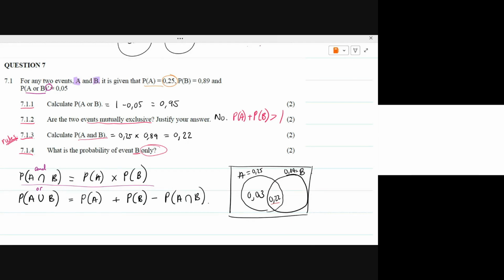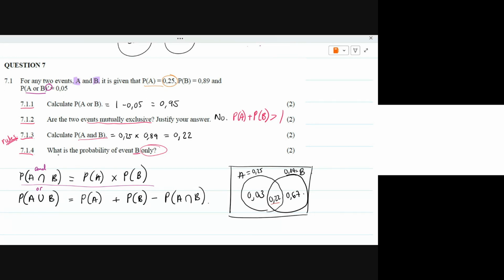Now we're going to have the same issue with B as well, because B says 0.89. That's what B must equal. But B already includes the 0.22. It also already includes the 0.22. So what goes there? 0.67, exactly. So over here, we'll get 0.67.